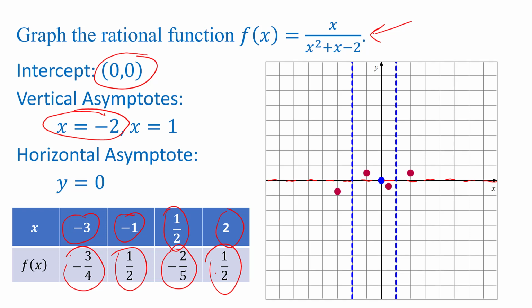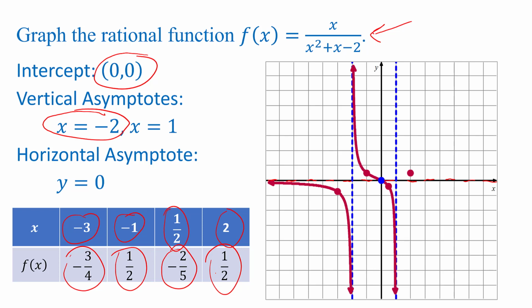So let's go ahead and plot these 4 points. From these points, we can see that to the left of x equals negative 2, the graph is totally below the x-axis. It passes through the point (negative 3, negative 3/4) and approaches both the horizontal asymptote y equals 0 and the vertical asymptote x equals negative 2. Between x equals negative 2 and x equals 1, we have the x-intercept. To the left of that x-intercept, the graph is above the x-axis. To the right of it, the graph is below the x-axis.